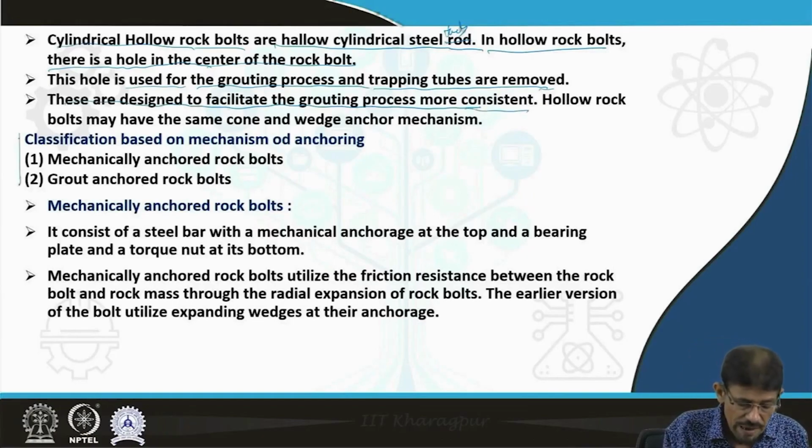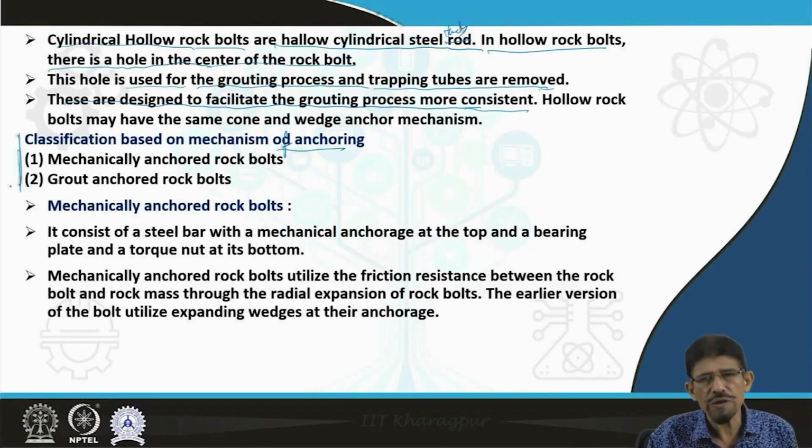Based on mechanics of working or anchoring, the rock bolts can be divided in two categories: mechanically anchored rock bolt and grout anchored rock bolt. The mechanically anchored rock bolt utilizes the frictional resistance between the bolt and rock mass through radial expansion of the rock bolt, as we have already discussed in case of insertion of rock bolt. That was an example of mechanically anchored rock bolt.